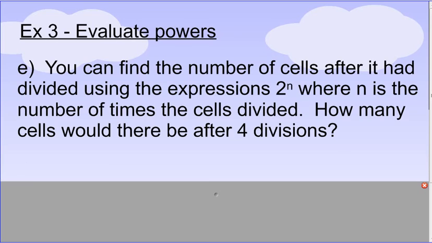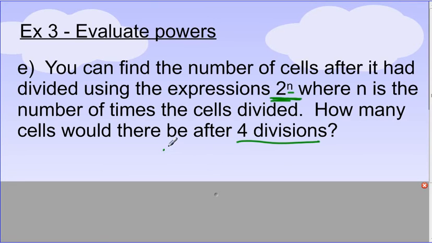Okay. Example 3. This is just more evaluating powers. We just have a couple little wordy problems, some out of the textbook, and we're done. So here it says, you can find the number of cells after it has divided using the expression 2^n, that's important, 2^n, where n is the number of times the cell divided. How many cells would there be after 4 divisions? So that would be our n.